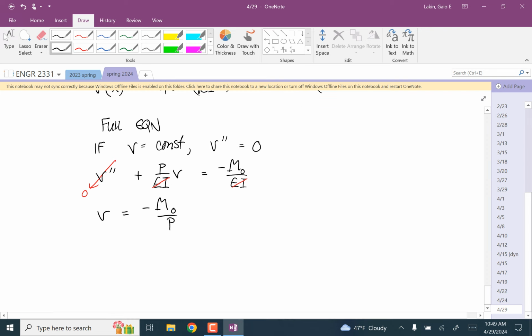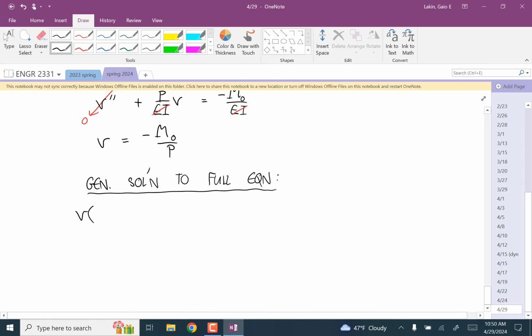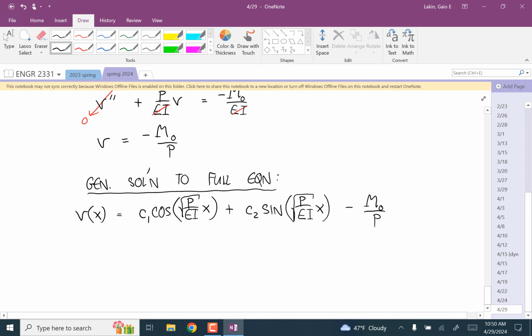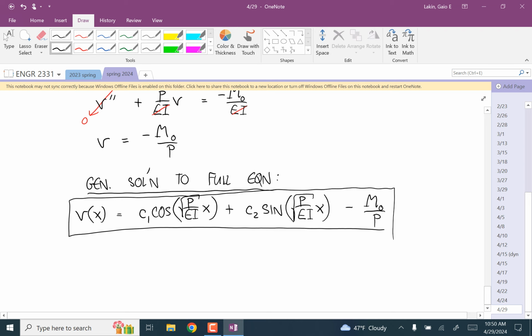And so now the general solution to the full equation is that v is equal to c1 times the cosine of square root of P over EI x plus c2 times the sine of square root of P over EI times x minus M sub 0 over P. Okay, and now we're ready to go to the boundary conditions.